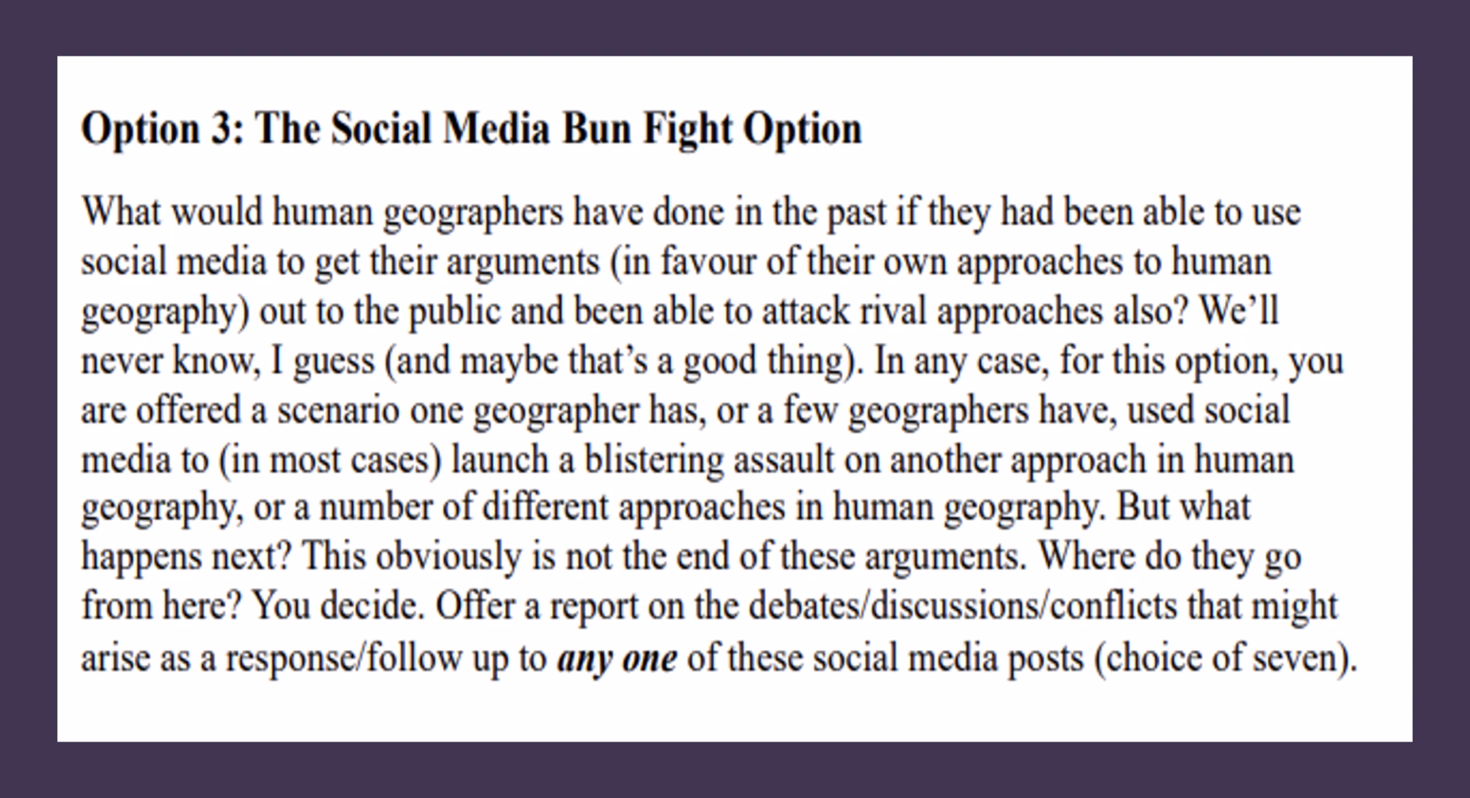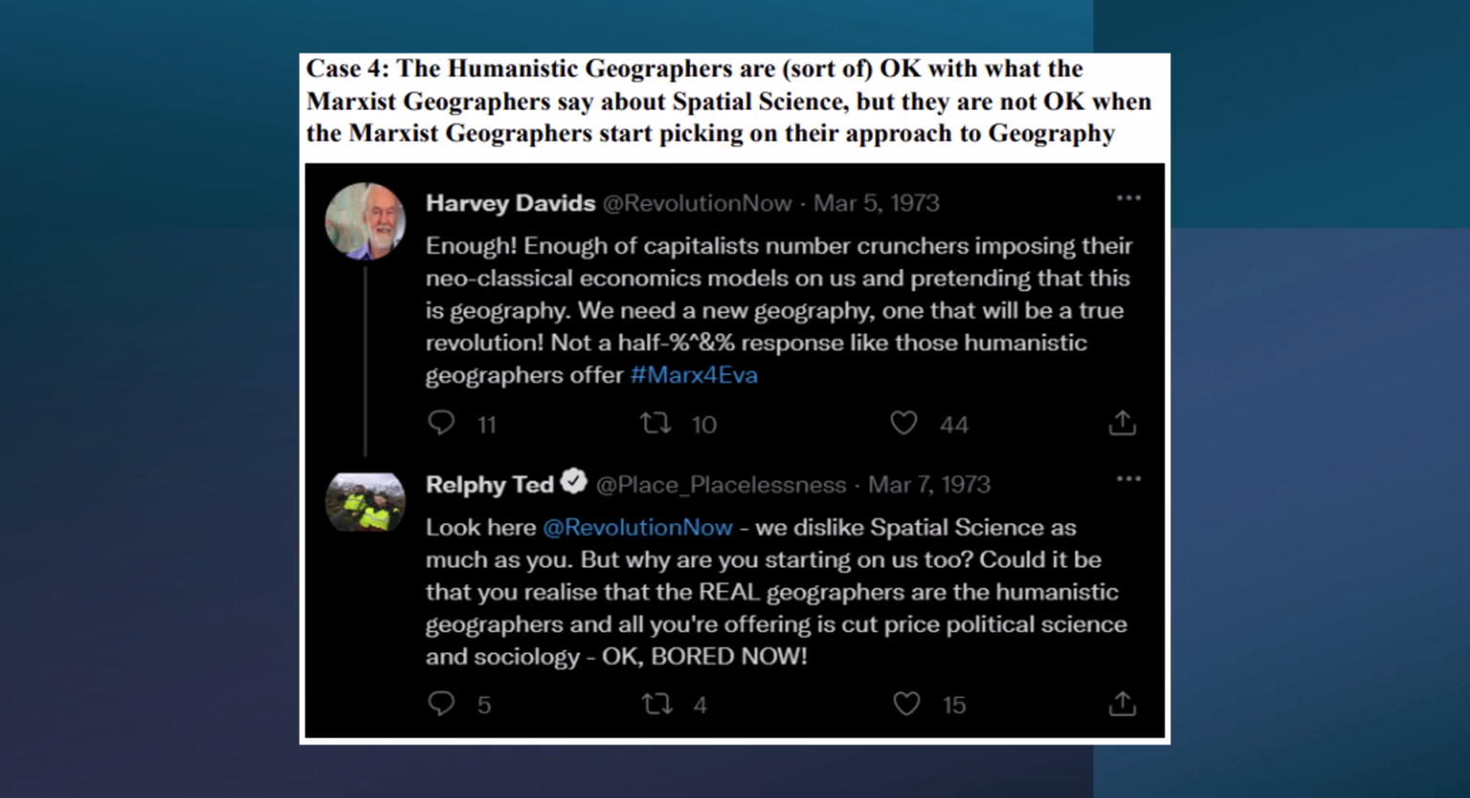So effectively, what I'm presenting there is the start of a potential argument between 2 different geographers, and in some cases 3 different geographers. So what you've got to do in this option is work out what happens with this argument. So you see here, we have the 4th option. You have Harvey Davids, in no way related to David Harvey, coming out and obviously slagging off spatial science, but he's also slagging off humanistic geography as well.